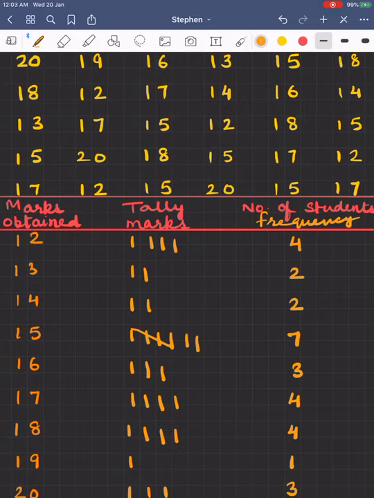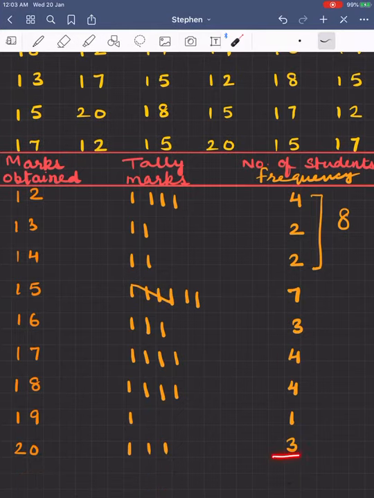So children, now the questions can be answered easily. So here 3 students scored full marks. And to find out how many students scored less than 15 marks, we have to add the number of students who scored 12, 13 and 14 marks. So here we have 8. So 8 students scored less than 15 marks. And the maximum number of students, that is 7 students, scored 15 marks. So children, I hope you have understood how to make a frequency distribution table. And here, if you add the number of students, you will get 30 students.